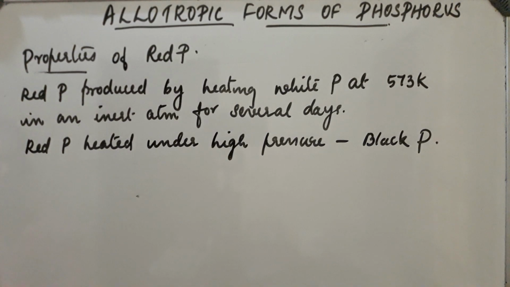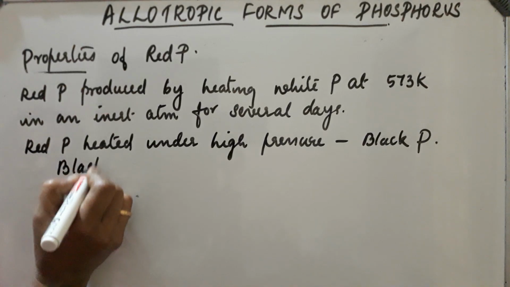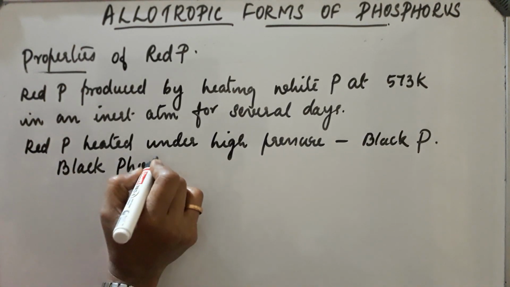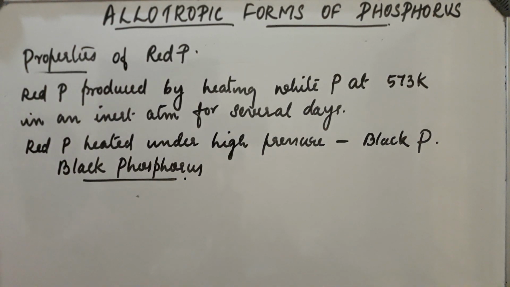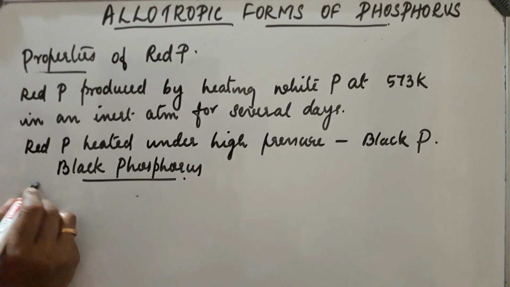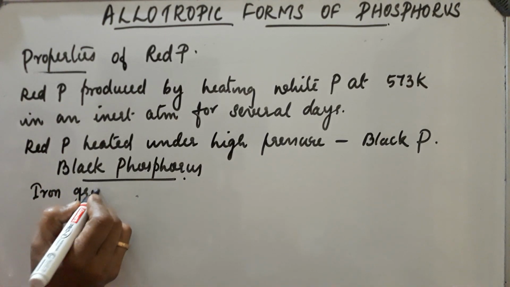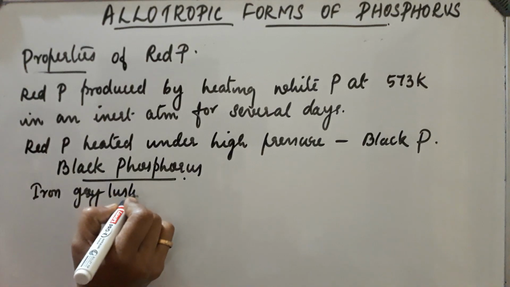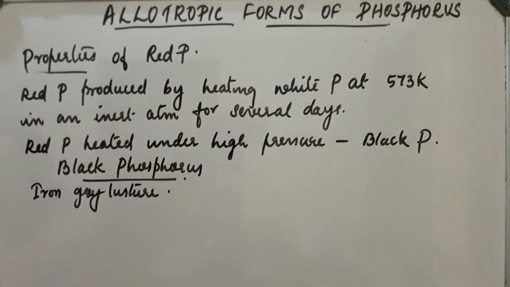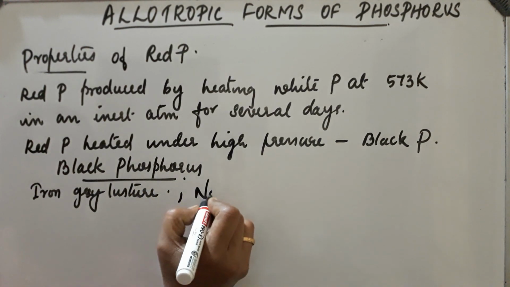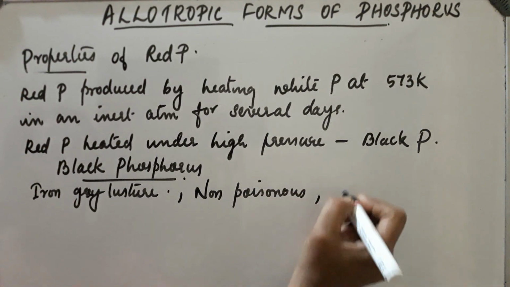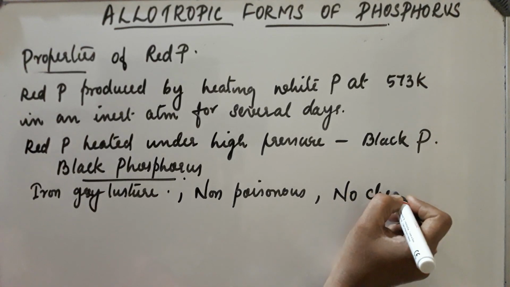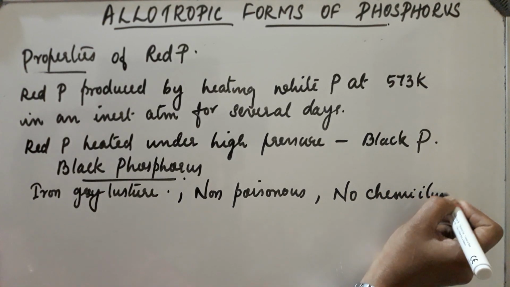Now, what are the important properties of black phosphorus? It possesses an iron grey luster. Its appearance is iron grey luster. It is non-poisonous. It doesn't have any chemiluminescence.